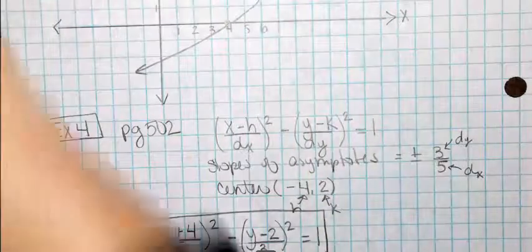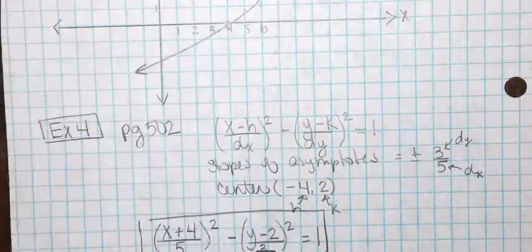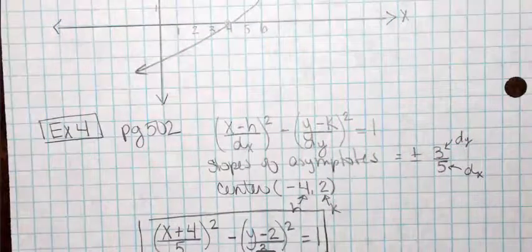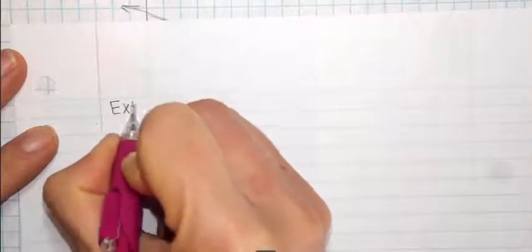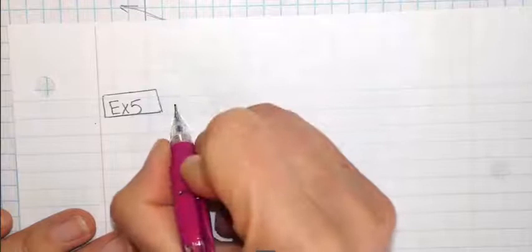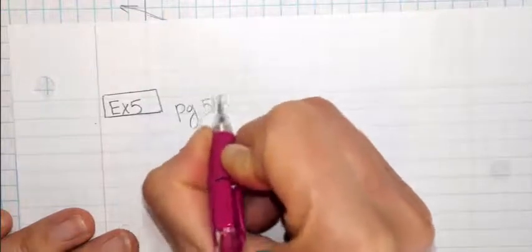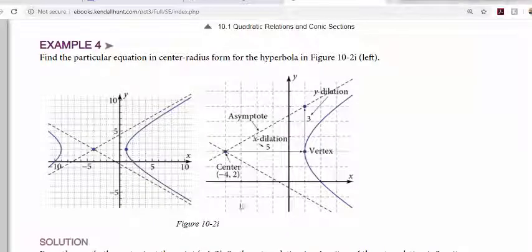Okay, I'm going to do one more problem with you guys for today's lesson. I think I'm just going to use regular paper. We're not going to do another graph. So our last example for today, example 5. This will be page 503. Similar type of problem. They're going to give us a graph, and we're going to have to come up with the equation.